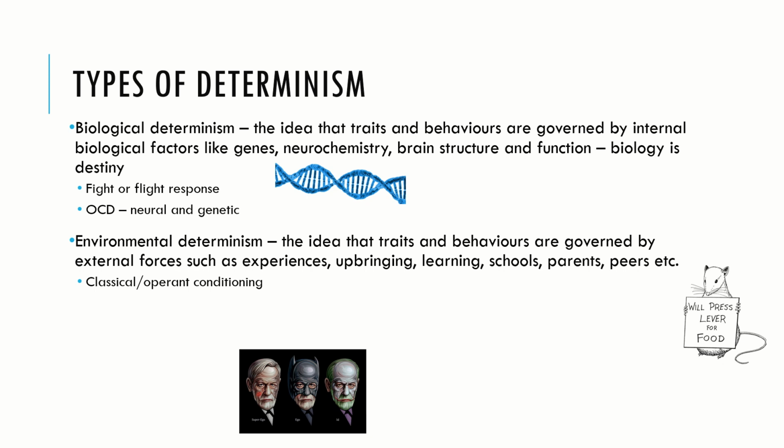Environmental determinism is the idea that traits and behaviours are governed by external forces such as experience, upbringing, learning, school, parents, peers, etc. So this is the idea that our behaviour isn't through our own choice, but it is through things that happen in our environment, the way that we respond to things in the environment. And we've got the example of classical conditioning here, learning through association. For example, Pavlov's dogs had no choice.